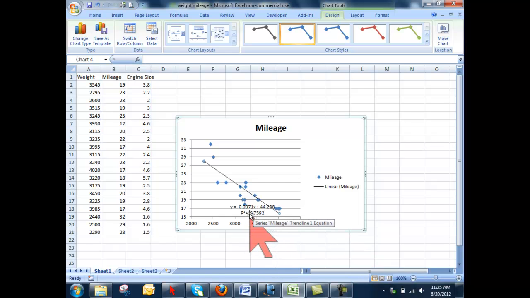Alright, so this line then attempts to go close to as many of the data points as possible. It's the best fit line in some sense. And here is its equation. Let me drag it off to the side here where we can see it better.